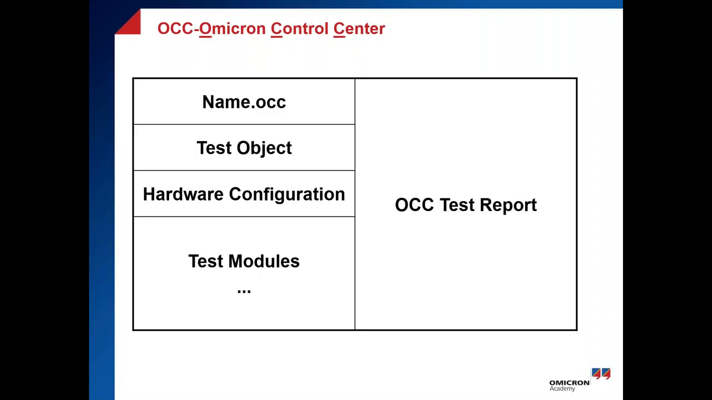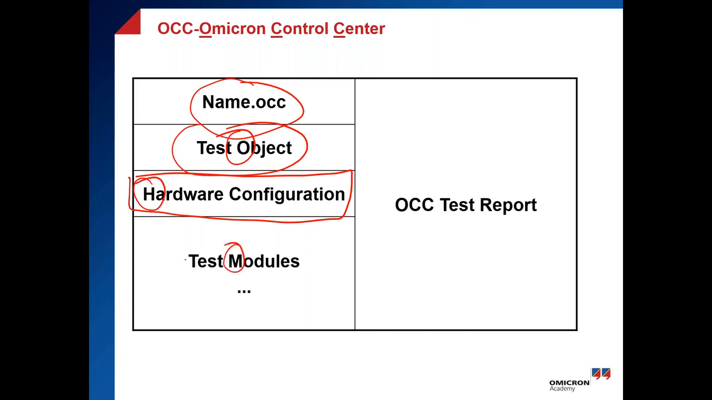The structure of the Omicron Control Center: here you can find the name of the OCC, for example you can mention 7UT86, 7SJ86, RED670, the relay, and you can also mention the test object, the relay type, whether it is a line differential, an overcurrent, or a transformer differential, whatever you want to name it. The hardware configuration, as Ibrahim told us, as per Omicron Ohm's law. So I have here the O from object, and the H from hardware configuration, and here I have the modules, which we can say is the Omicron Ohm's law from up to down. Test object, hardware configuration, test modules, and on the right side you will see the report.